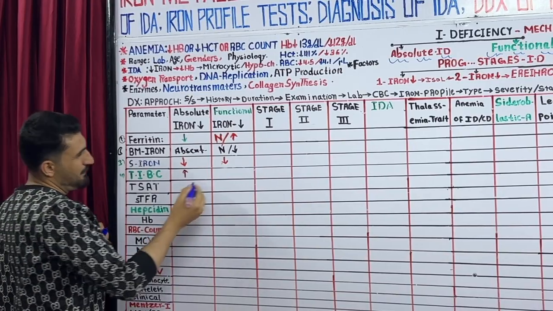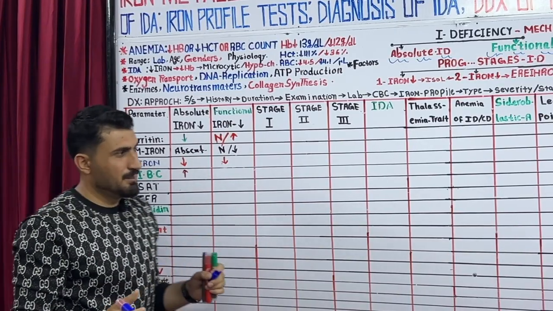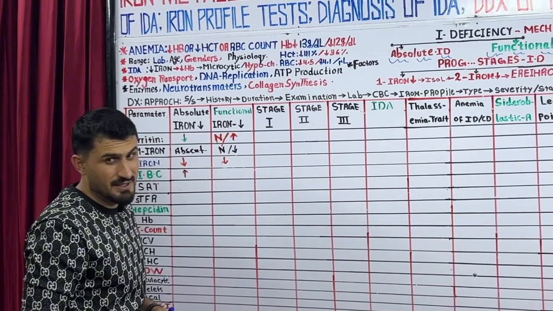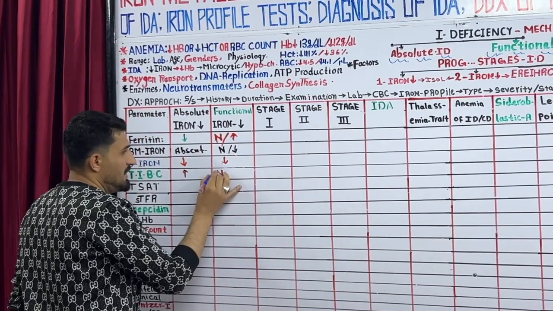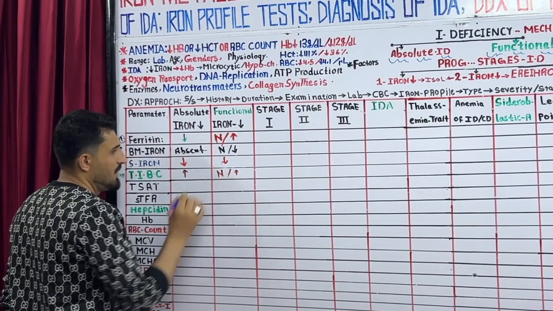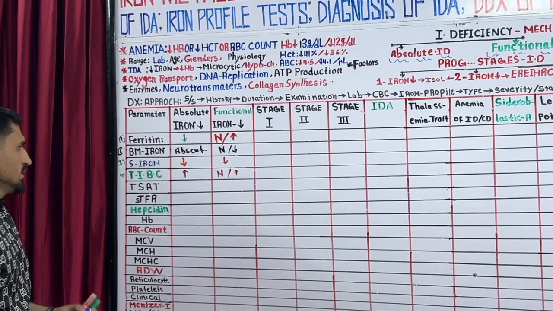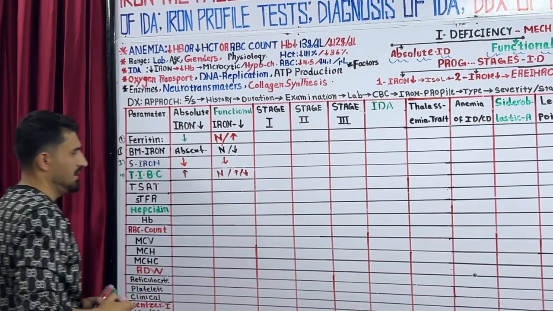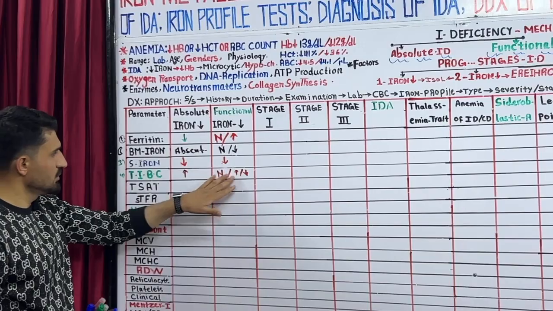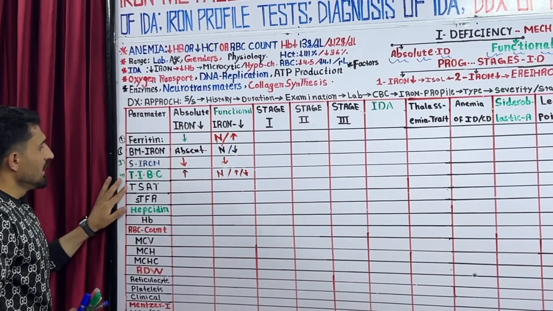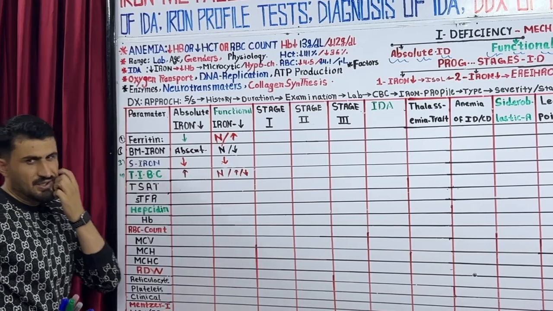Got it? But in functional, because bone marrow is not stimulated compared to absolute iron deficiency anemia, it might be normal, or sometimes it might be increased or decreased related to different situations. So this is very important: in absolute, it increases. Okay, come here to transferrin saturation.